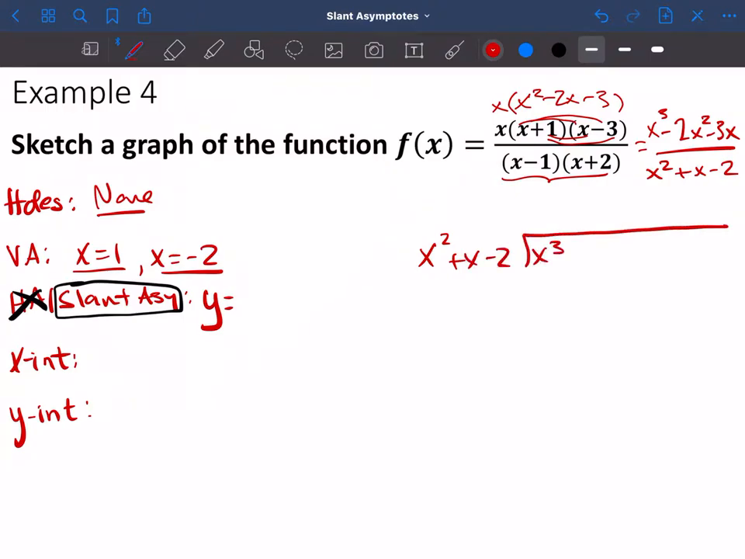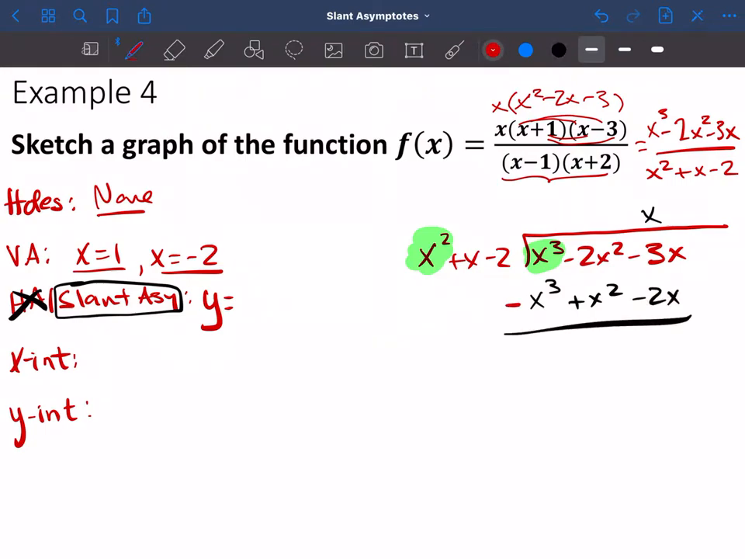So we are going to divide like so. All right, so we're going to look to see, what can we multiply times x squared to make x cubed? And that's going to be x. So we get x cubed plus x squared minus 2x. And now we want to subtract all of these. So we're going to change our signs. Those are gone, so we're left with negative 3x squared minus x. So now, what do we multiply times x squared to make a negative 3x squared? So that's going to be minus 3.